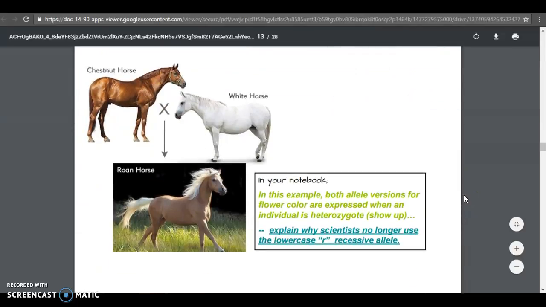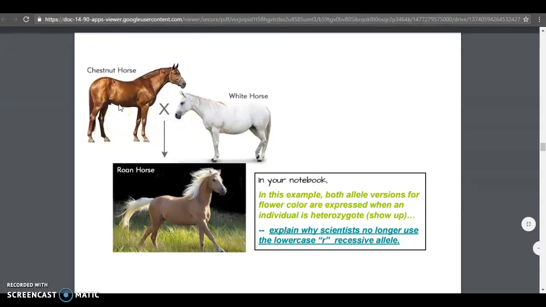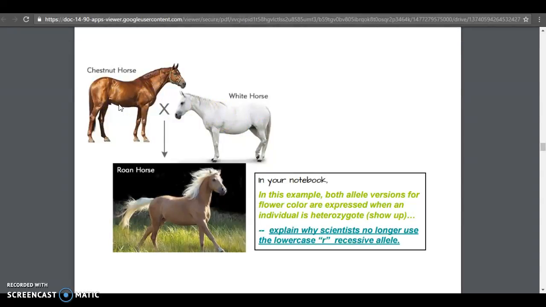All right, here we have an example of two different horses. Again, it's kind of the color of the animal. It's easy to understand, or easier. You have a chestnut horse, you have a white horse. And if they mate together, they don't produce all white, and they don't produce all brown. They produce this new color called roan.